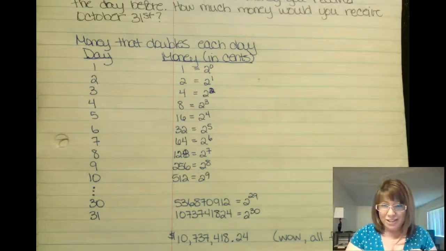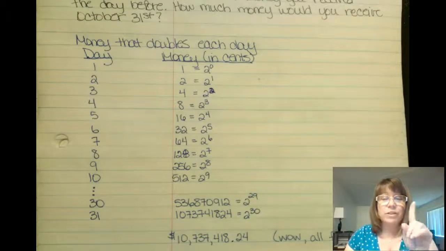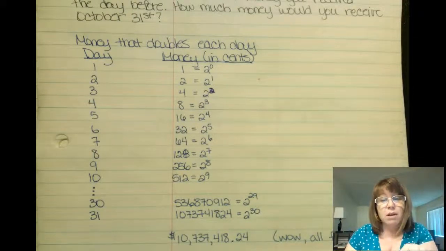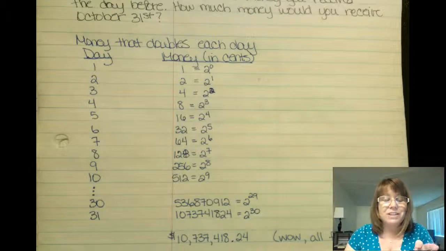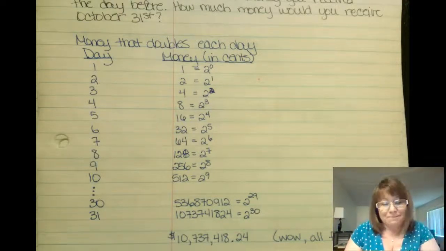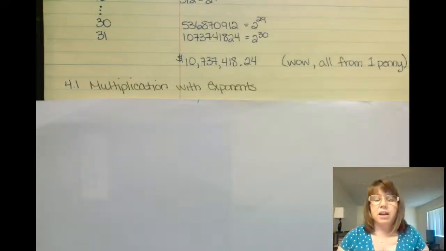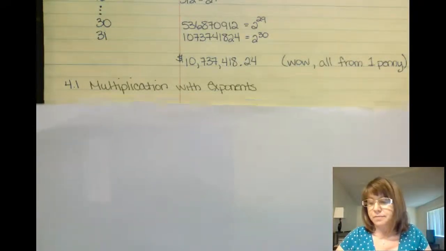Now you might want to try this on your boss. So go in there, say, hey, today I'll work for you for 1 penny. And tomorrow, if you double it, and the next day double it, and double it, and double it, we have a deal. And then by the 31st day of the month, he has to pay you $10.7 million. Now, I highly doubt that's going to happen, but it's worth a try, right? So let's start with multiplication of exponents.